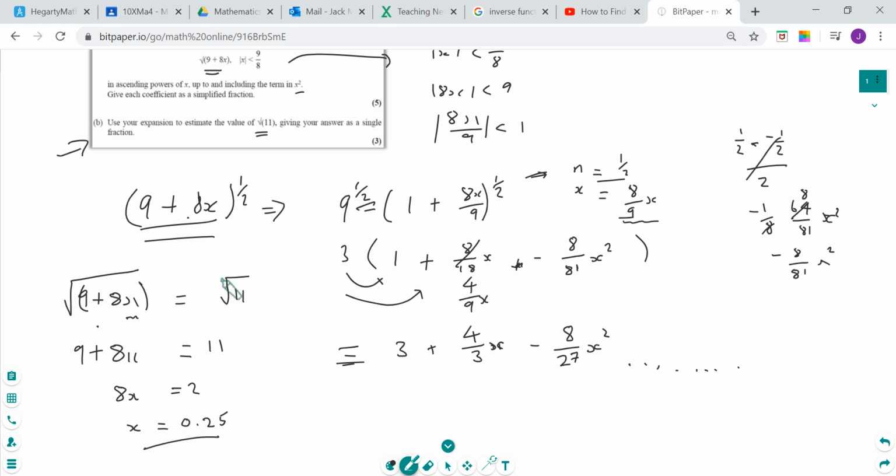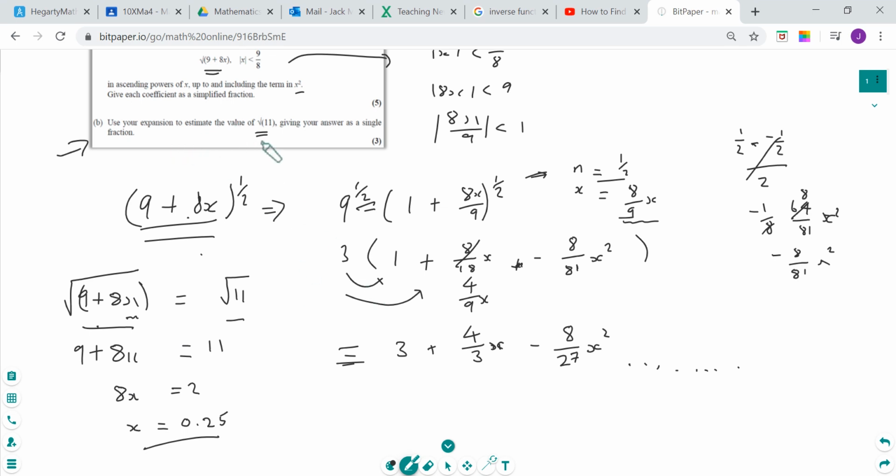So what does that mean? It means if I want to use the expansion to approximate root 11, I will need to use a value of x, where x is 0.25. Okay, that's effectively what it's saying. Some of you will have noticed there's a shortcut, where you can just say how much do you need to add on to the 9 to make it 11 and work backwards. That's fine. This method here, though, is a general way that you can do it.